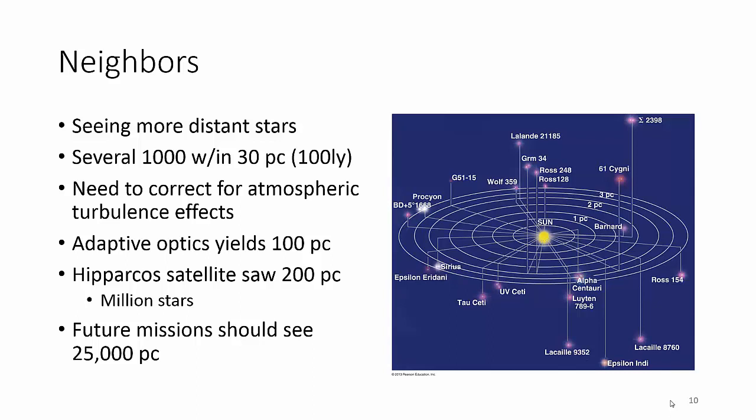And then we send out a satellite, and the satellite can see 200 parsecs away. And in that 200 parsecs, we've counted 1 million stars. So we went from 16 light years to 100 light years to 100 parsecs to 200 parsecs, and now we think the next jump will be 25,000 parsecs. I can't even imagine a distance that big. But yet we'll be able to see and count all the stars within that range.